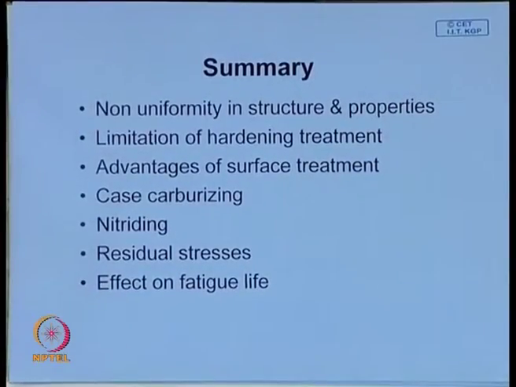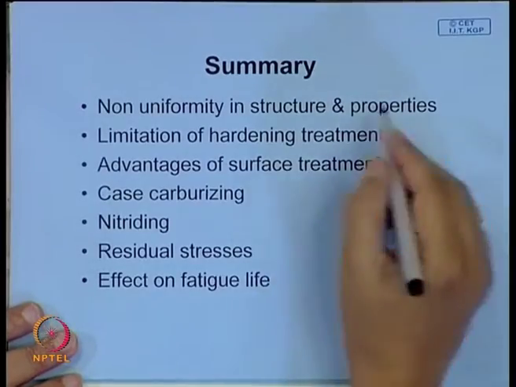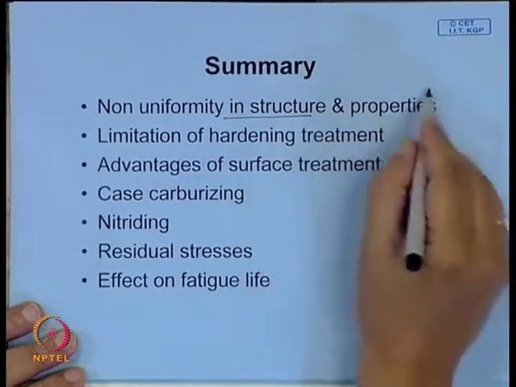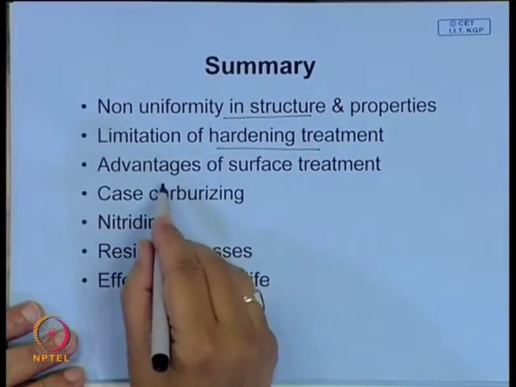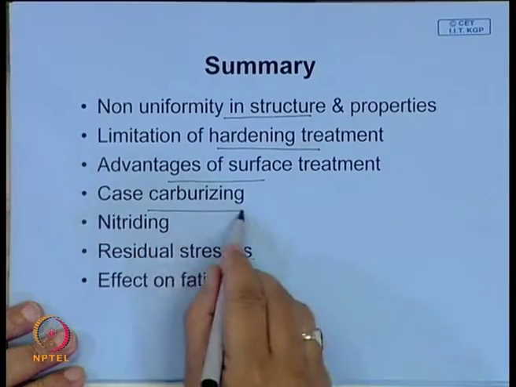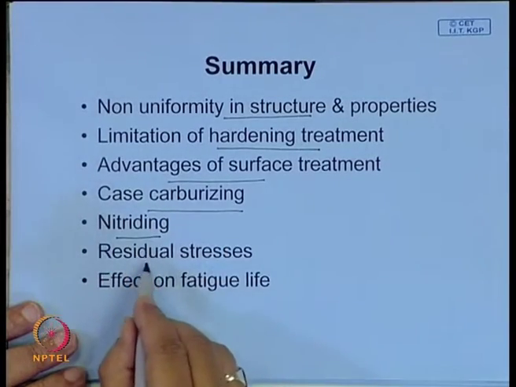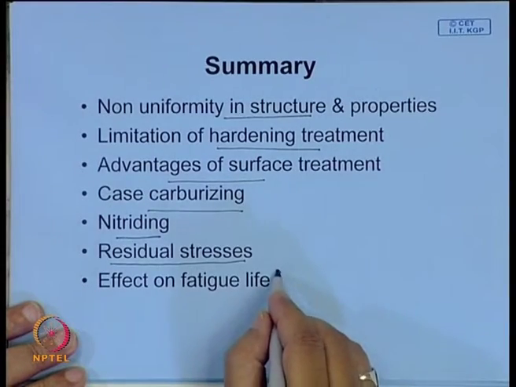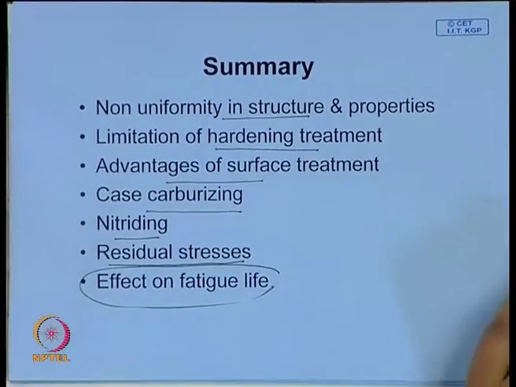So, to sum up, we have looked at the non-uniformity of structure and properties, limitation of hardening treatment, and advantages of surface hardening. We talked about case carburizing, nitriding, origin of residual stresses and its effect on extending fatigue life. Thank you very much.